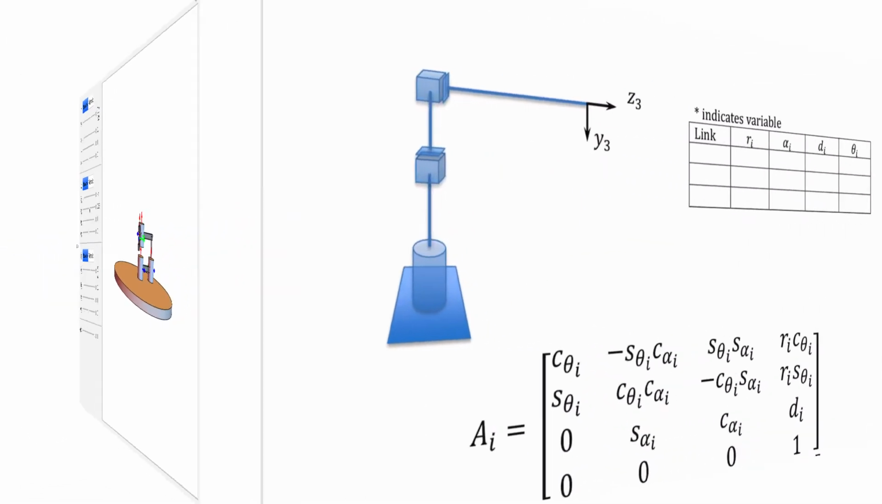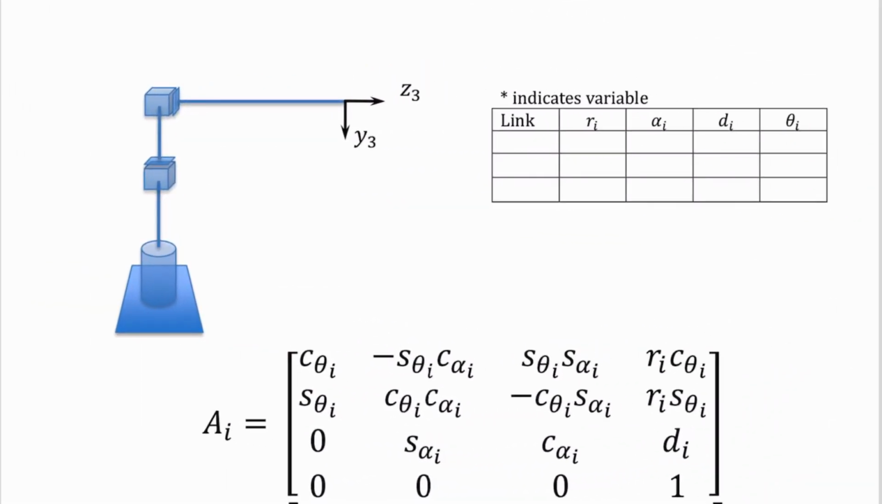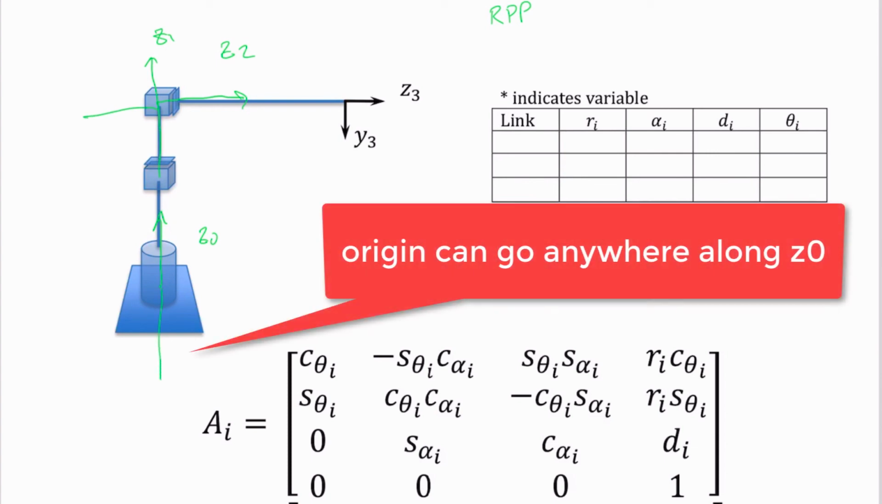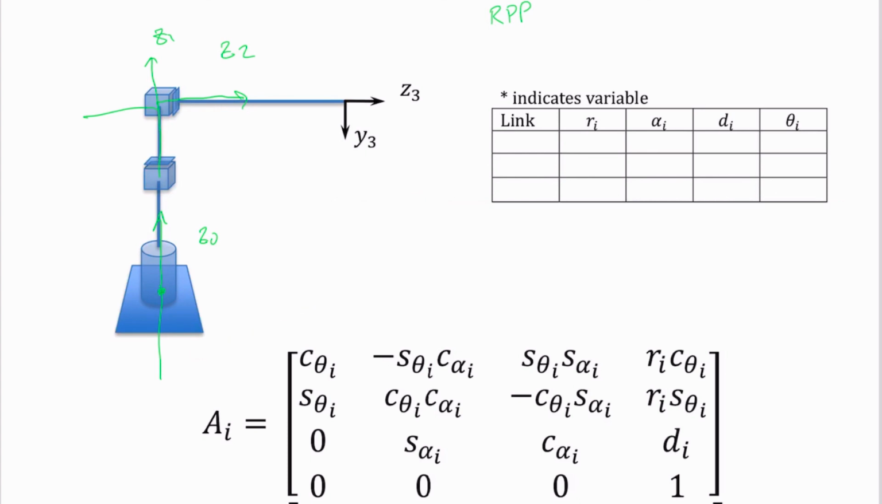So here somebody has given me an RPP robot. Step 1 is put my z-axes in. This is the direction that my first revolute joint is over, so that's going to be z0. My prismatic joint, z1. And I've got my z2. And again, these things can extend in both directions. I can place my origins wherever I want. Let's just say that I want to place my origin down here at the base.